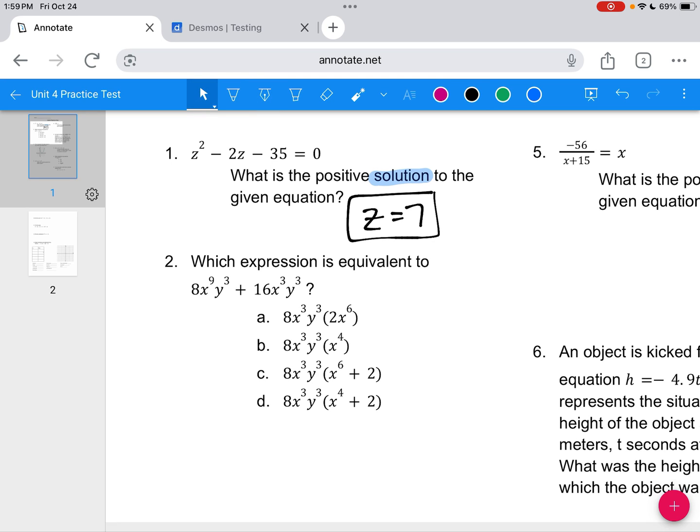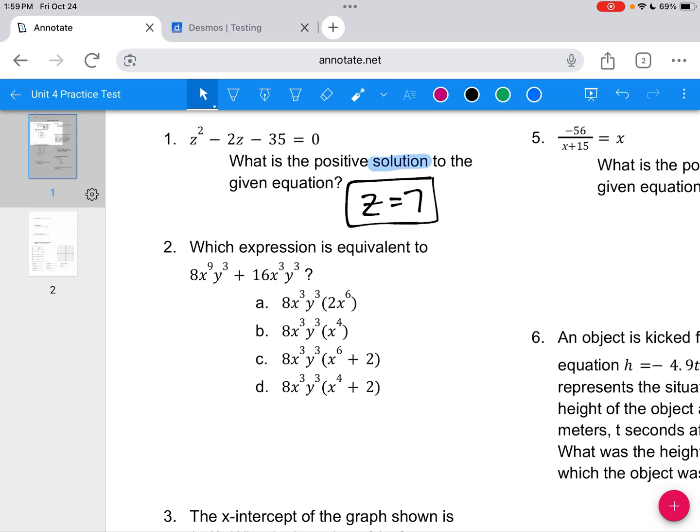Number 2, we need to factor the expression. The biggest number that I can divide 8 and 16 by would be 8. They can both afford 3 x's, so x cubed, and they can both afford y to the third. So what's left over when I divide both of those by 8x cubed, y cubed would be 1x to the 6th for my first term. And for the second term, we would get plus 2, and that would be it. So my answer would be C.